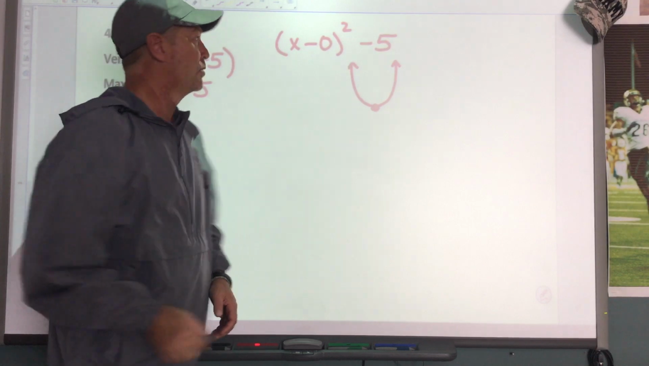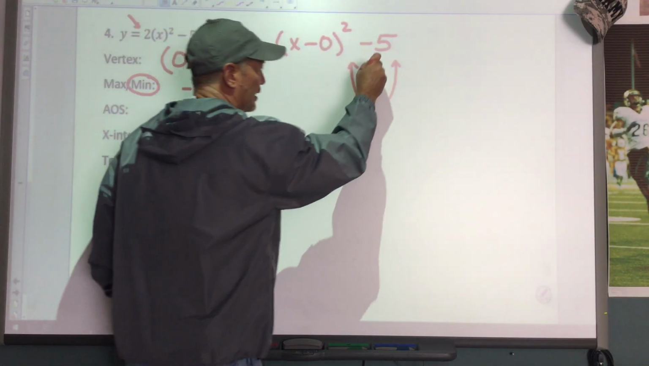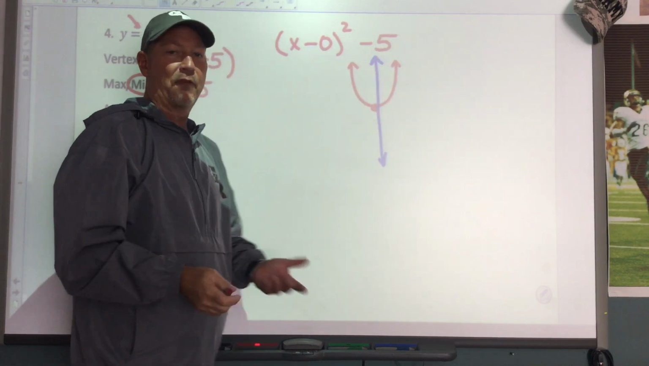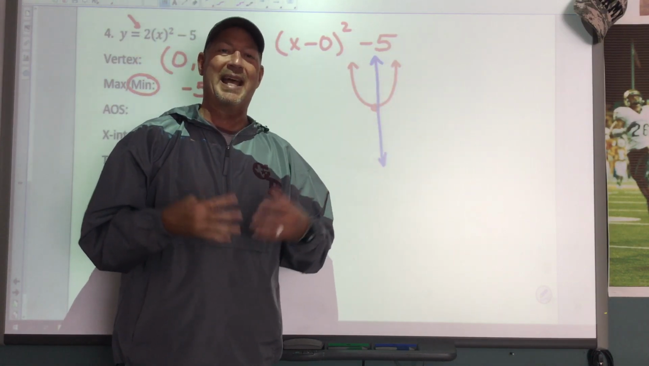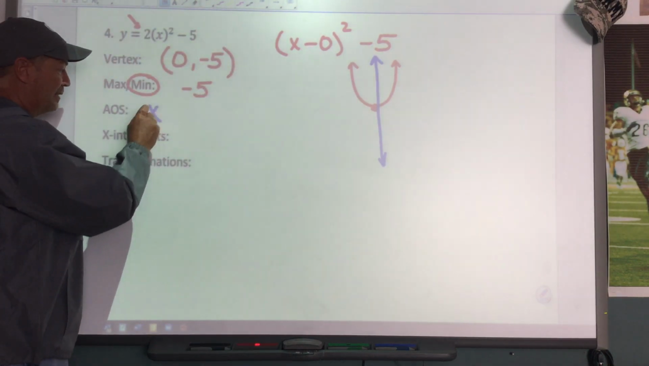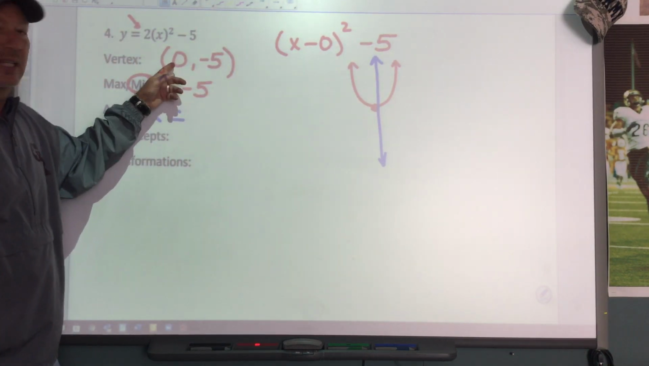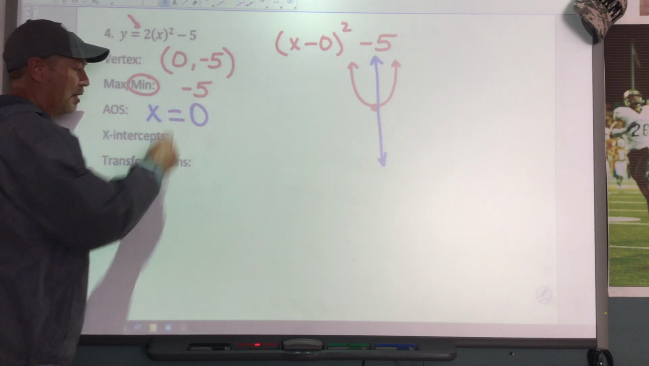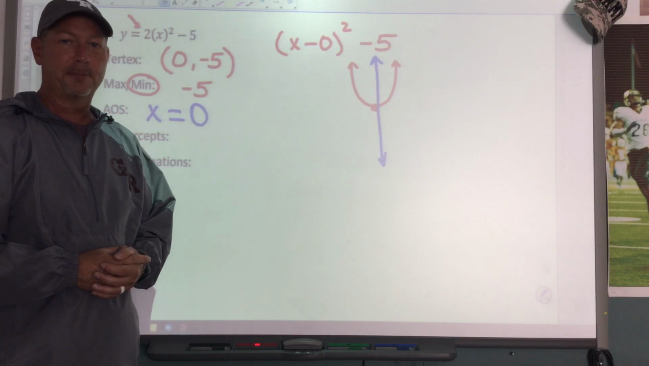Now the axis of symmetry. The axis of symmetry is this line that splits it, goes right down through the vertex. It is a vertical line, which means it's going to be x equals some number. In our case, x equals what? What number is in the x spot? The 0. There is our axis of symmetry.